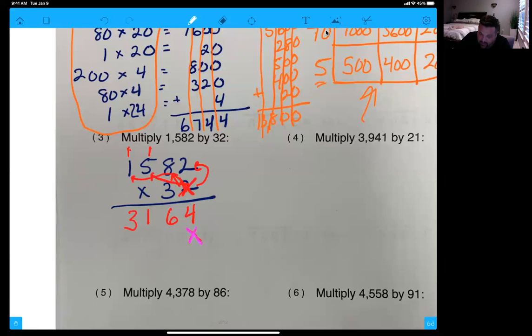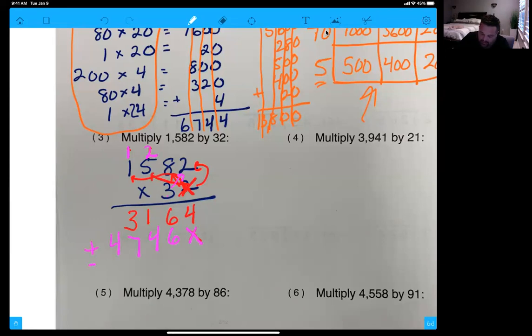So our next line I'm going to make pink. So now it's 3 times 2, which is 6. 3 times 8 is 24. Carry the 2. 5 times 3 is 15, plus 2 is 17. Regroup the 1. 3 times 1 is 3, plus 1 more is 4.